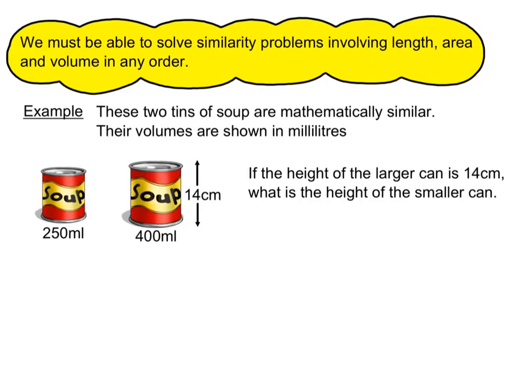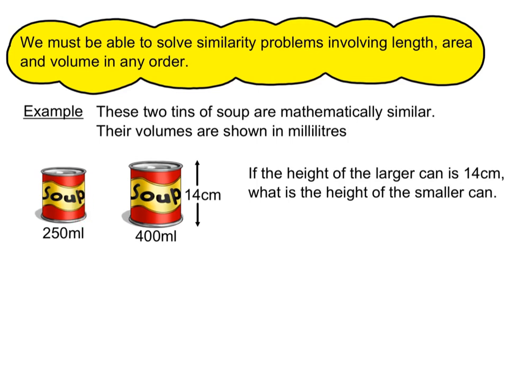So that brings us on to the question that we were going to do here. Looking back to the original question, again we've got our 2 soup tins. They're mathematically similar. The volumes are given in millilitres, so we've got a volume of the small tin and a volume of the large tin, and it's asking me for the height of the smaller can, and it tells me the height of the larger can. So we know this height here, and we're really looking to put a little X here and find this.